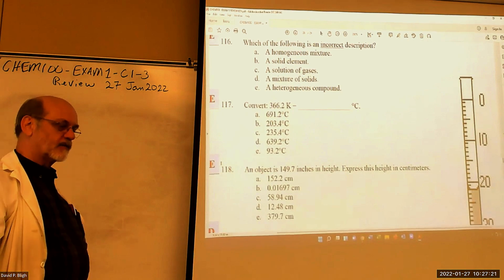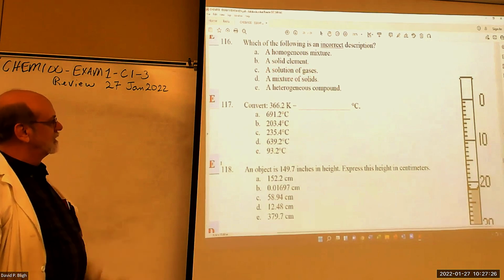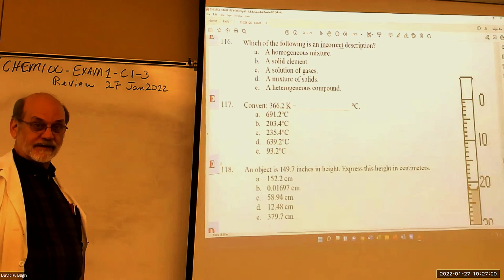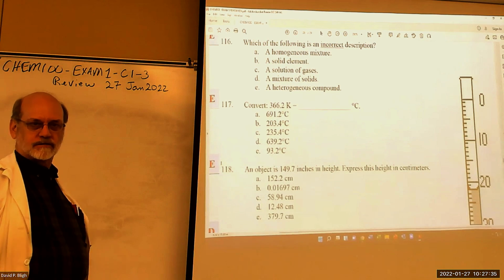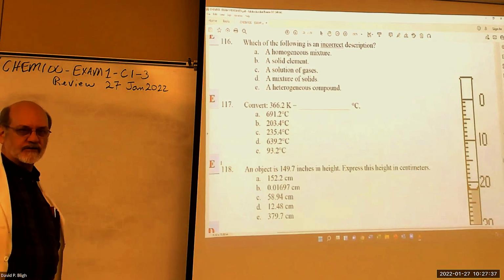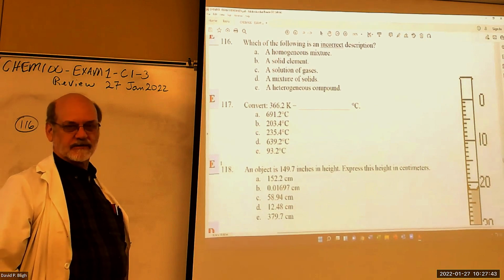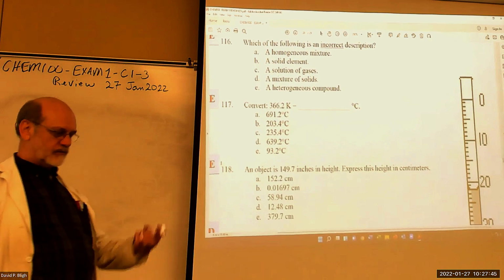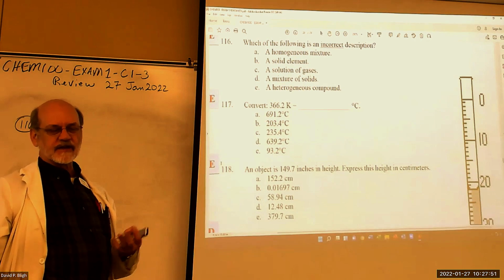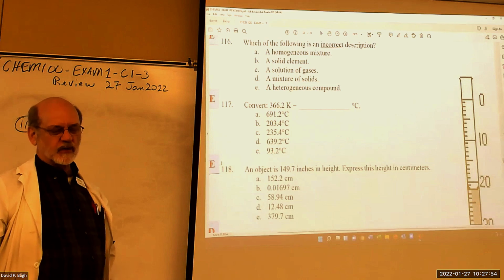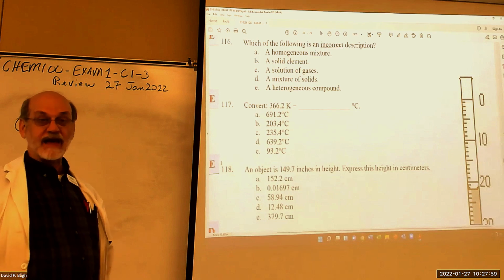Elements can be solids, they can be liquids, they can be gases. A solution of gases. That might be tricky, but it's true. We breathe a solution of gases every day, in and out. We breathe in nitrogen and oxygen primarily, and we exhale carbon dioxide and water and some oxygen. When you inhale and exhale, how much oxygen is left? If oxygen is roughly 20% coming in, how much is going out? About half of that, 10%.